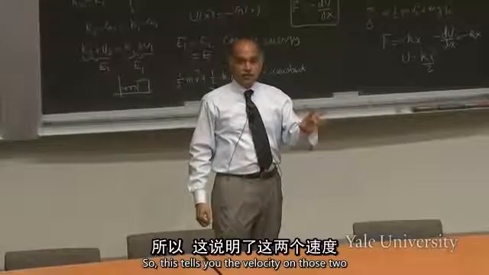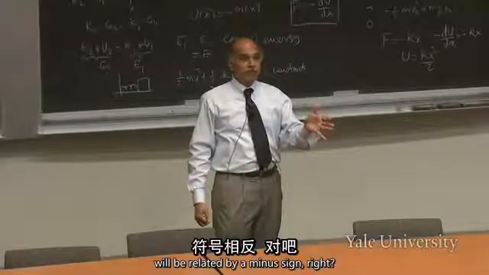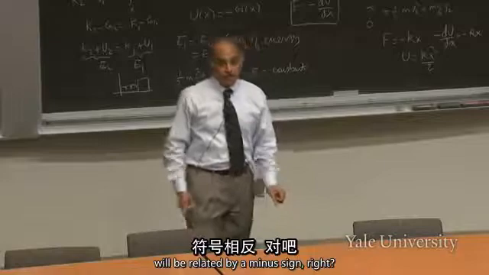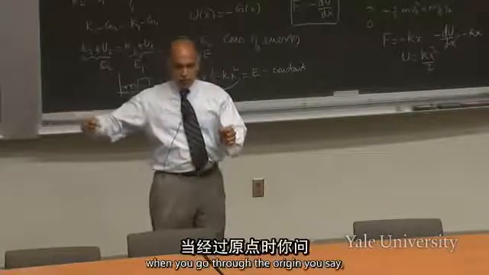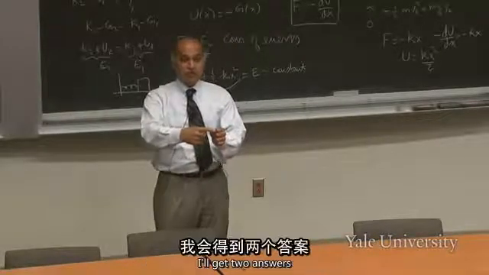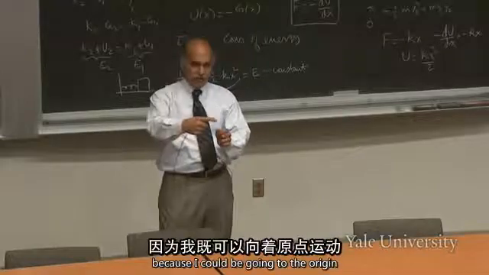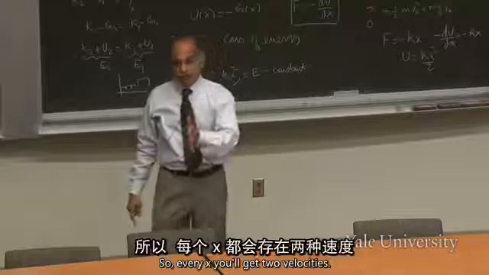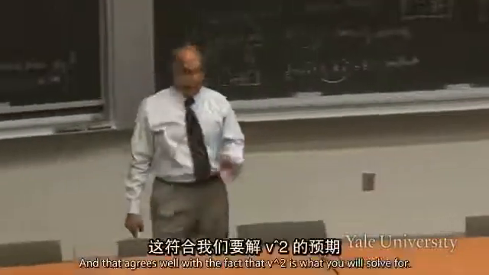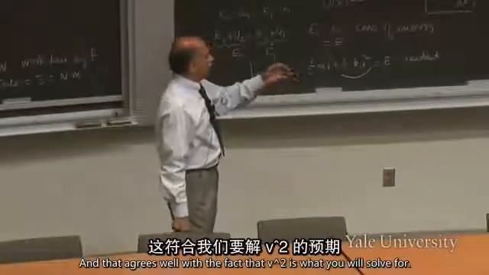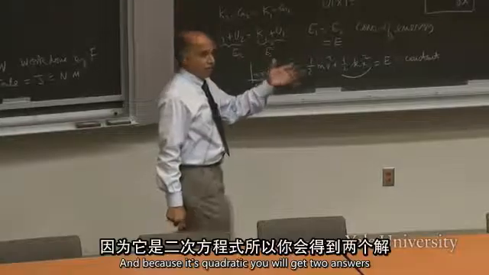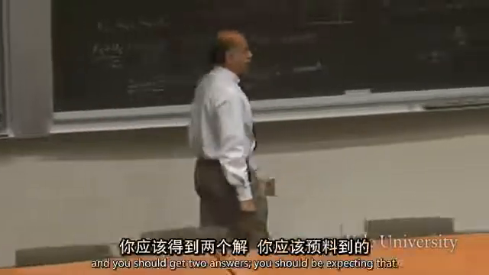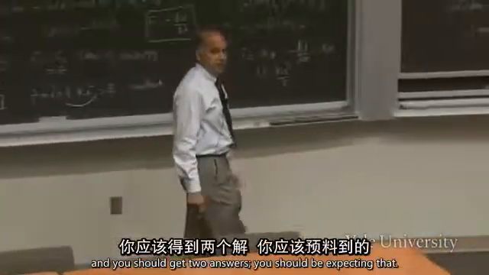So this tells you the velocity on those two will be related by a minus sign. Right? If you pull the spring this way, when you go through the origin, you say, what's my velocity? I'll get two answers, because I could be going to the origin, or I could go the other way and on the way back again past the origin. So at every x, you'll get two velocities. And that agrees well with the fact that v squared is what you will solve for, and because it's quadratic, you will get two answers, and you should get two answers. You should be expecting that.